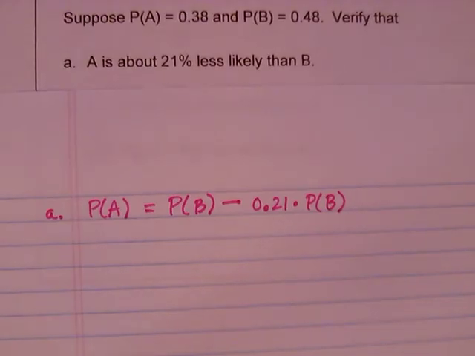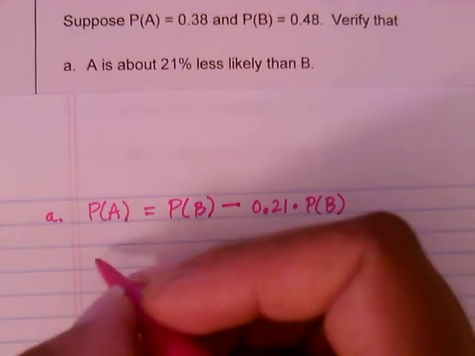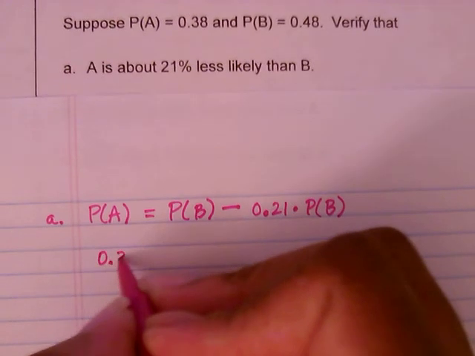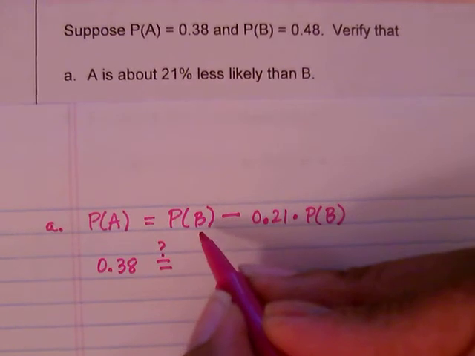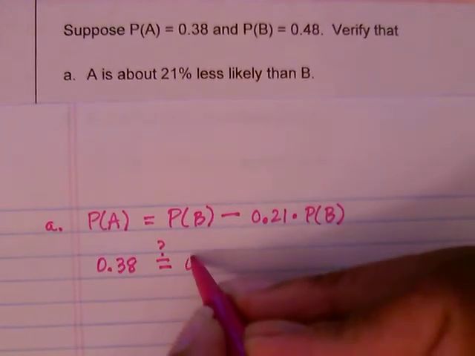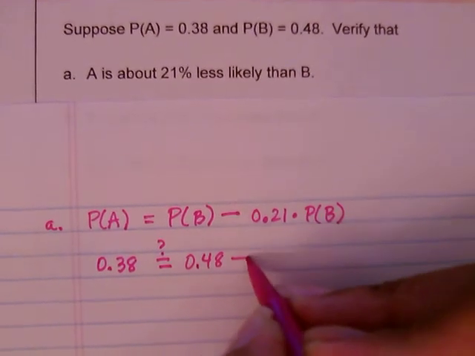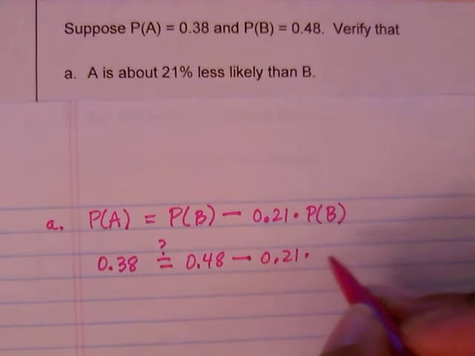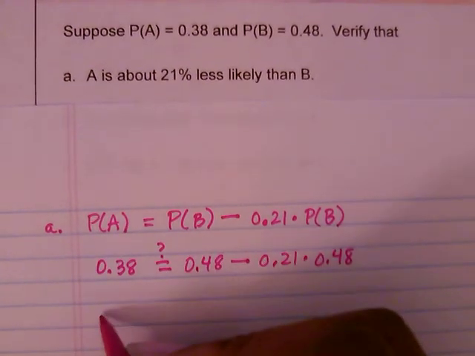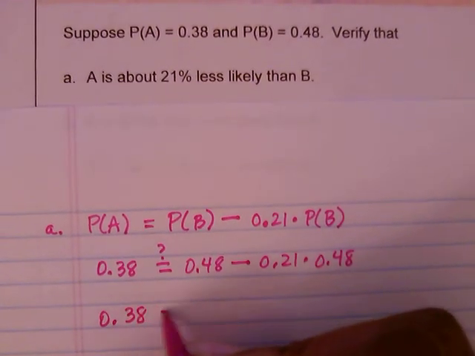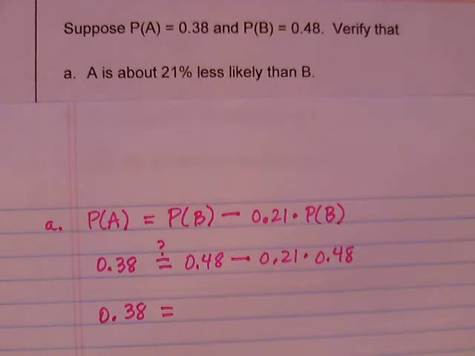So that probability minus 21% of the probability of event B has to be equal to the probability of event A. Well, the probability of event A was 0.38. That should equal, and I'm going to put a question mark above that, the probability of event B was 0.48 minus 0.21 times the probability of event B, 0.48. So this is going to be 0.38. Now, all of that you can type in the calculator if you like.